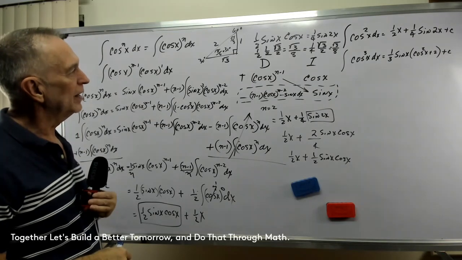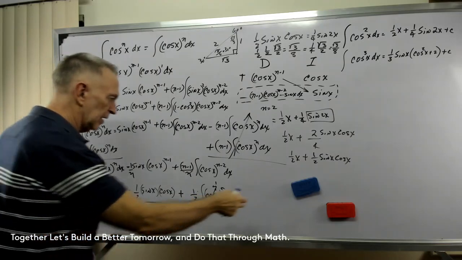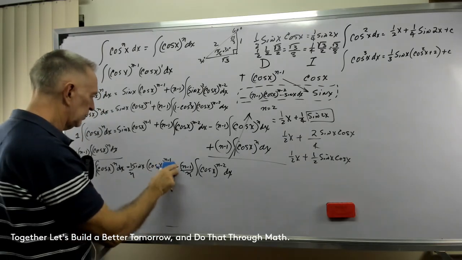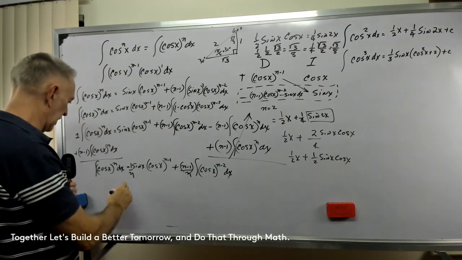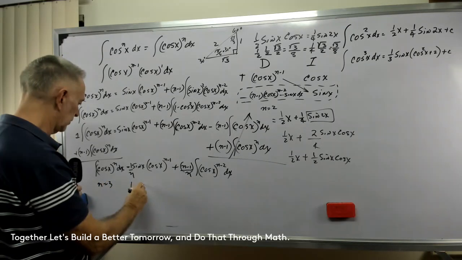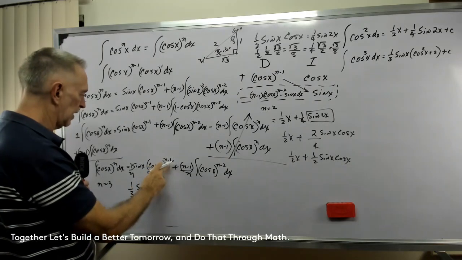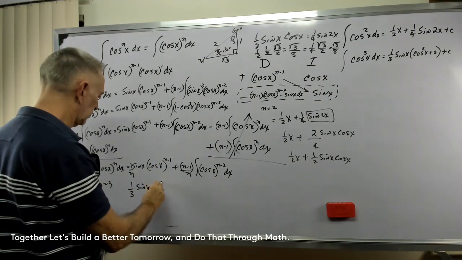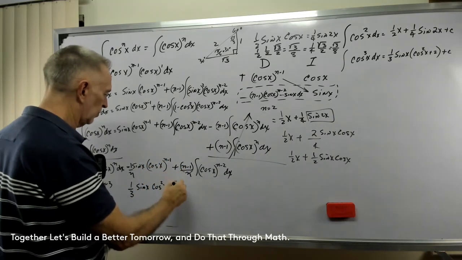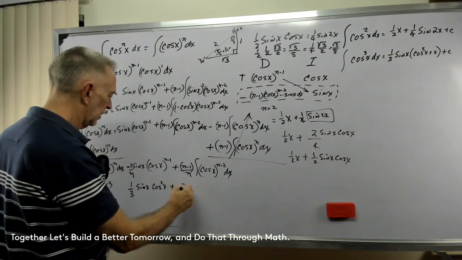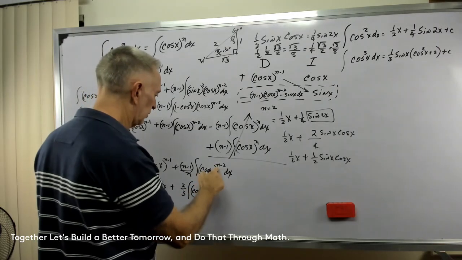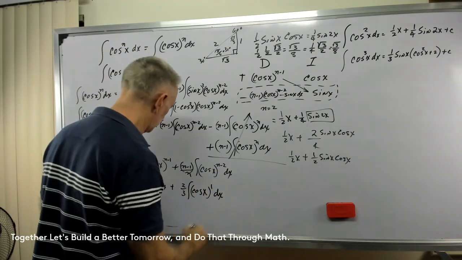Now then, what about n equal 3? All right, let me clear out a spot here. And we'll just let n equal 3. So now n equals 3. I would have 1/3 sine x cosine of 3 minus 1, which is what? Cosine squared x. 3 minus 1 is 2. Plus 3 minus 1 is 2 over 3. Integral of cosine of x to the 3 minus 2, which is just to the first power.